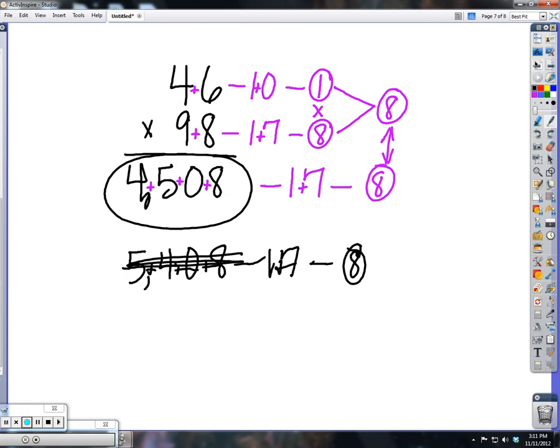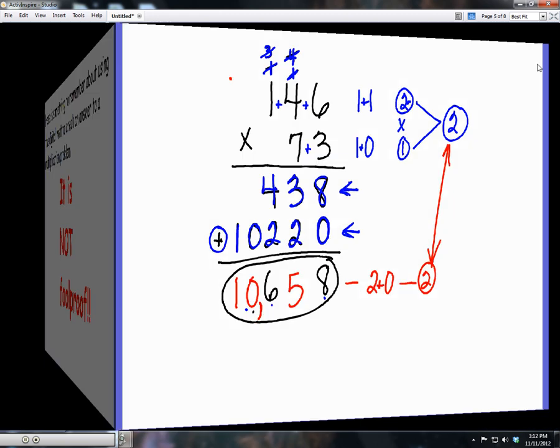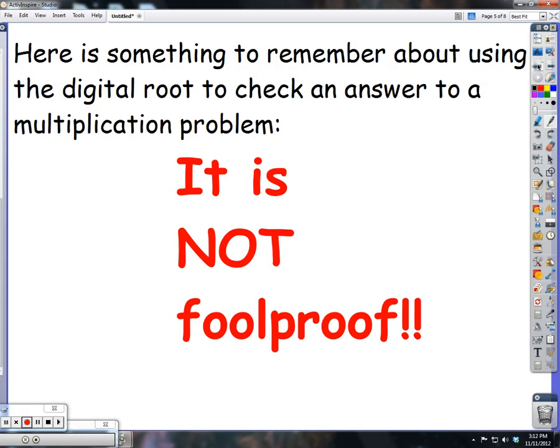So this is a really great method to use to give yourself at least one way to check to see if a multiplication problem is correct. However, just remember, it is not foolproof.